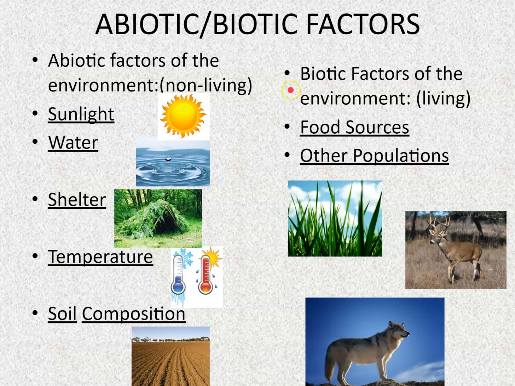The biotic ones are the living parts, the food sources that the organisms are going to be eating and how they compete with other populations and also survive other populations. So I'll give you a second to write that down, or you're welcome to pause here.